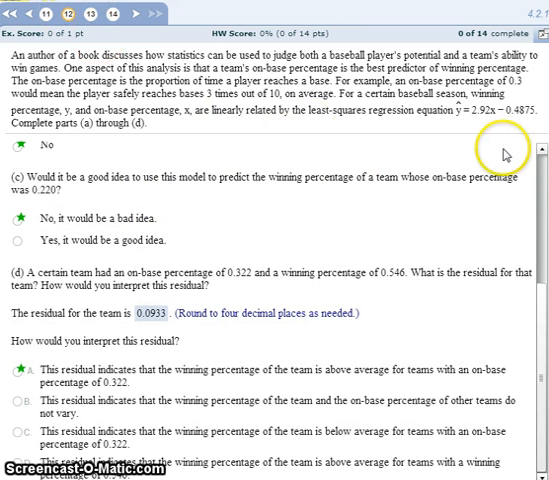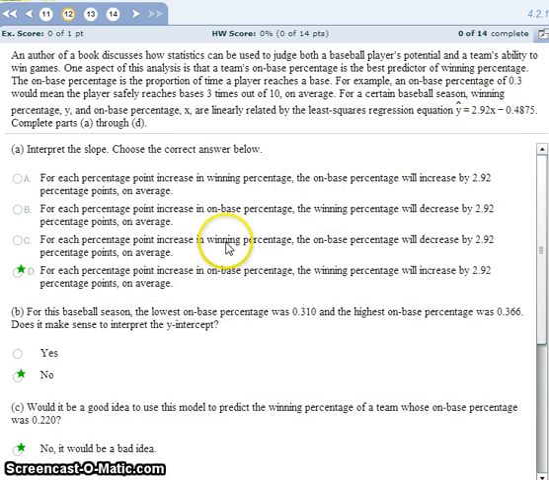For number 12, we have a least squares regression equation already given to us. And when trying to predict, the y value stands for winning percentage based on a team's on-base percentage, and x is the on-base percentage. So I'm going to scroll to the top here.